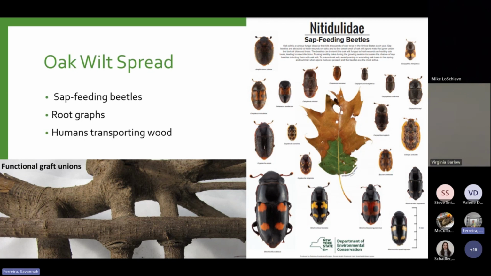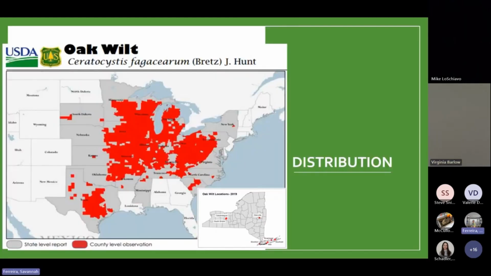Locally, this pathogen spreads through root grafts that oaks make with each other. And then lastly, like all invasives, humans assist the spread. We typically move infected firewood or wood products long distances. So this pathogen has currently been reported in 24 states, with the most recent being in New York in 2008 and Ontario, Canada in 2023. The closest infestation to Vermont is Glenville, New York, and that was detected in 2013.